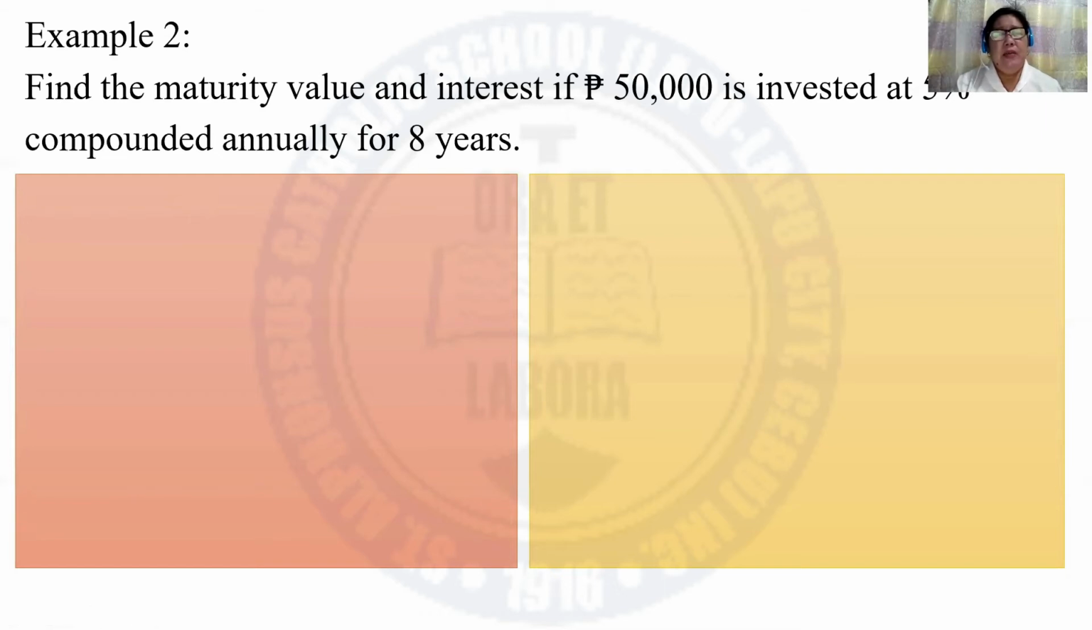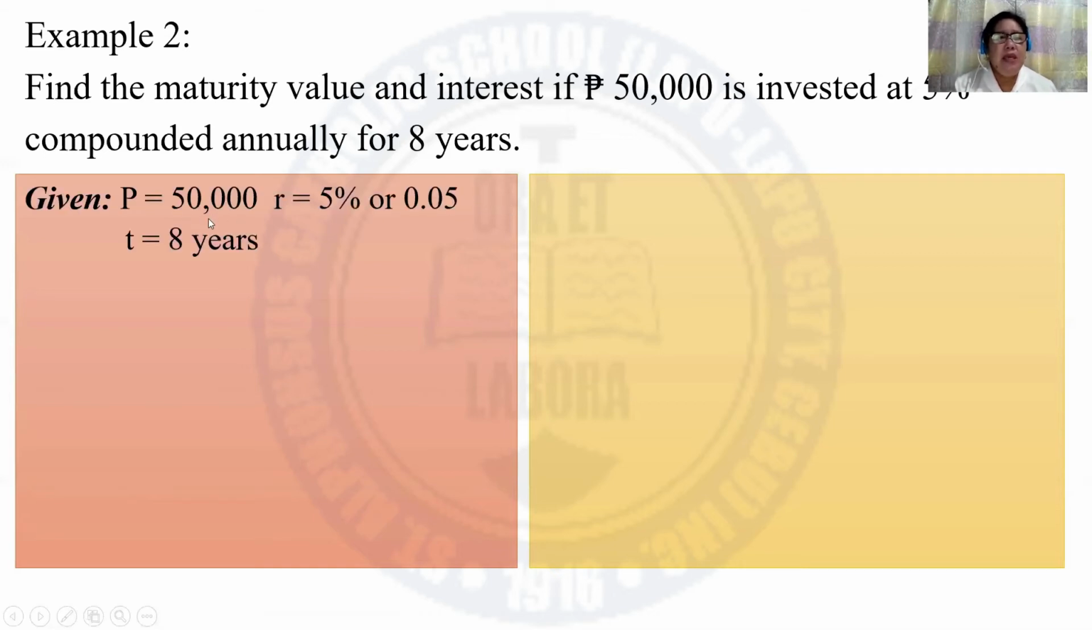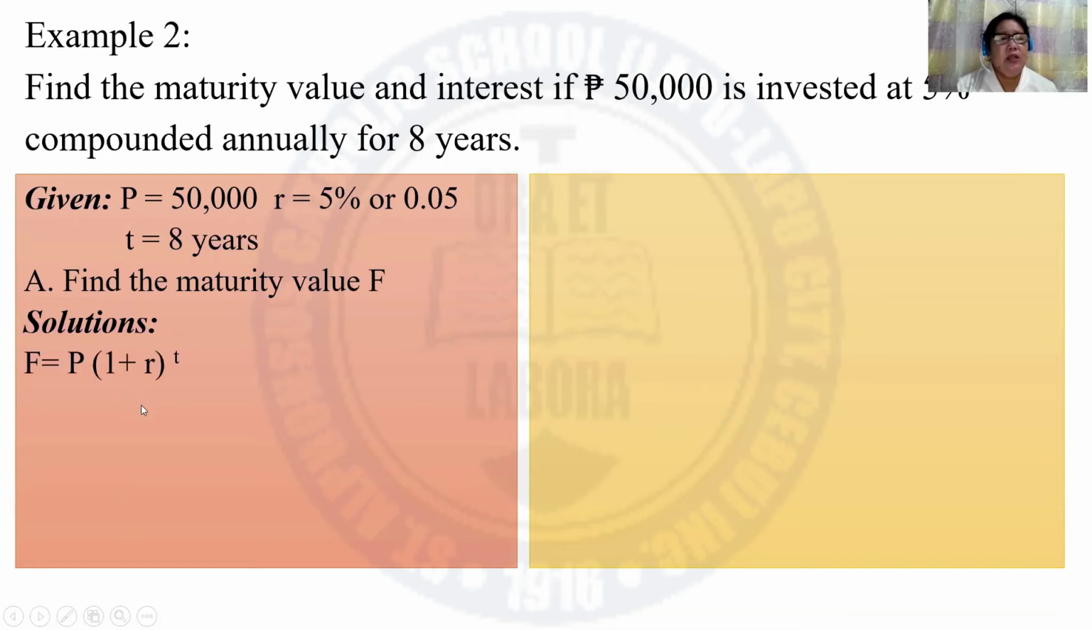Find the maturity value and the interest if 50,000 pesos is invested at 5% compounded annually for 8 years. So, given P is equal to 50,000, R is 5% or 0.05, and T is 8 years. Let us find first the maturity value. So, for the solutions, you start with the formula and then substitute 50,000 to P, 0.05 to R, and 8 to T. Then simplify.